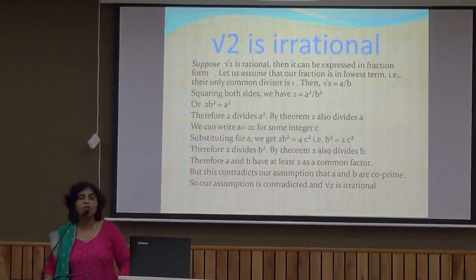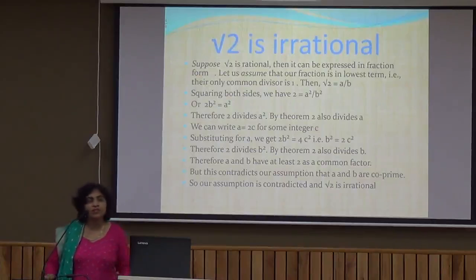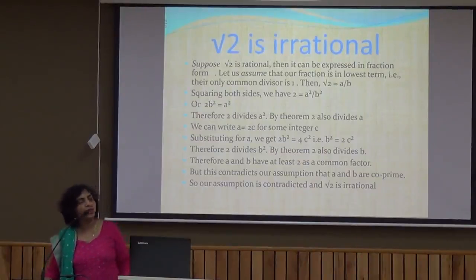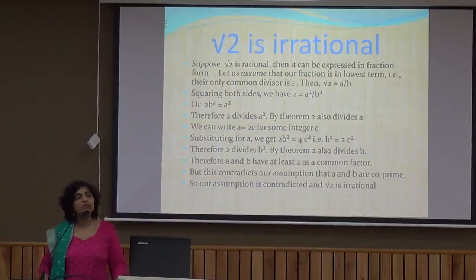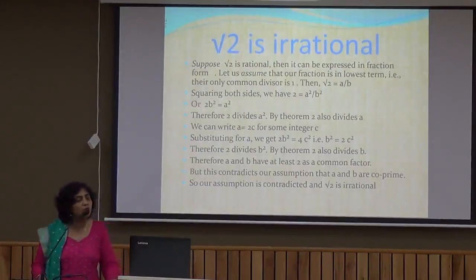Let's prove square root 2 is irrational. With the help of this, we can prove that the square root of every prime number is irrational. To prove that, we take a contradiction. Let's say that square root 2 is rational. That means it can be represented in the form p upon q, or a upon b, where a and b are integers and b is not equal to 0. So we say square root 2 equals a upon b, and squaring the whole equation we get 2 equals a square upon b square. Cross multiplying, we get 2b square equals a square.